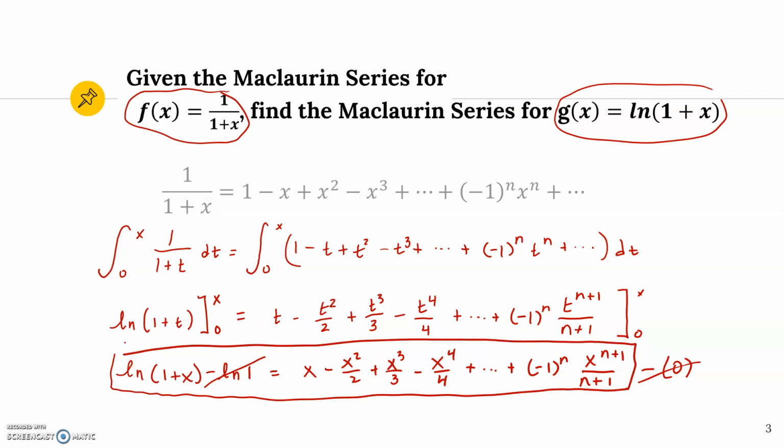I now have a Maclaurin series for g of x, and I got it by doing an antiderivative of my Maclaurin series for f. I want to point out that we know the interval of convergence for f is going to be from -1 to 1 because it's a geometric series. So now we also know that the interval of convergence for natural log of 1 plus x is the same.